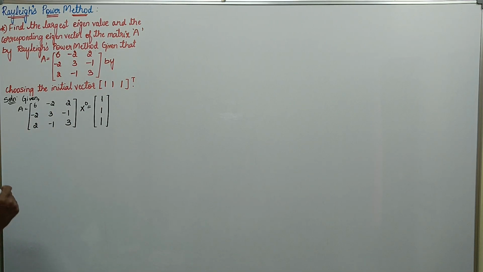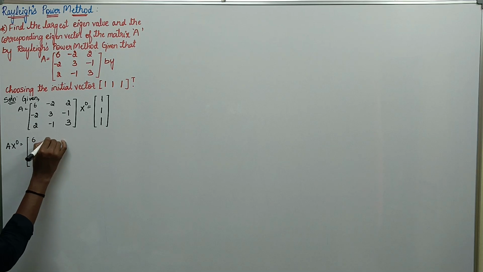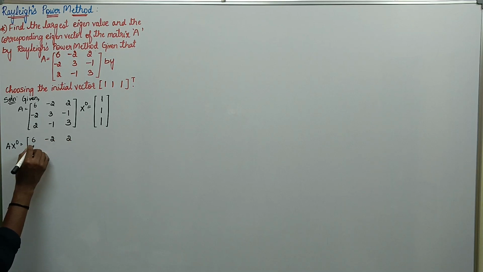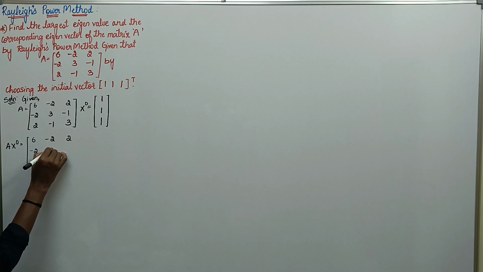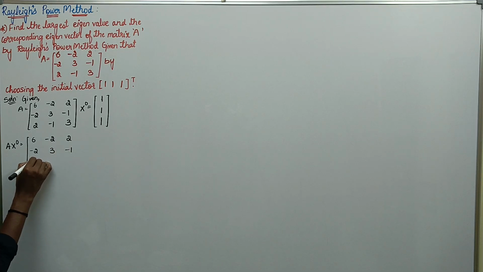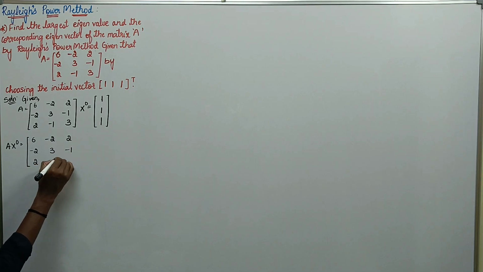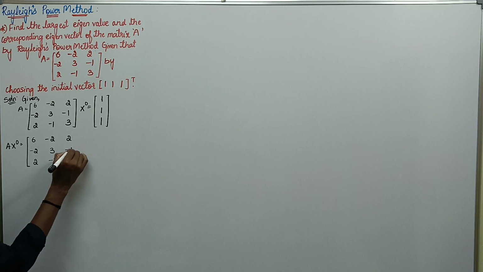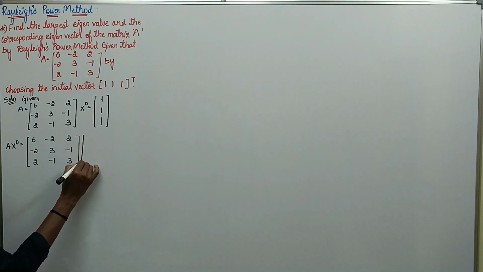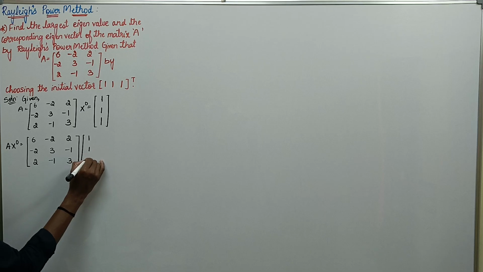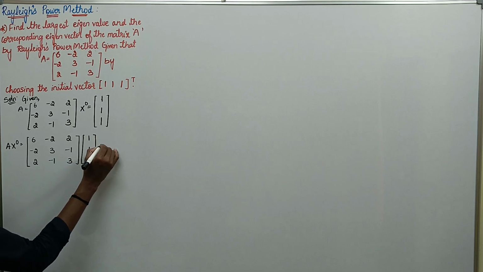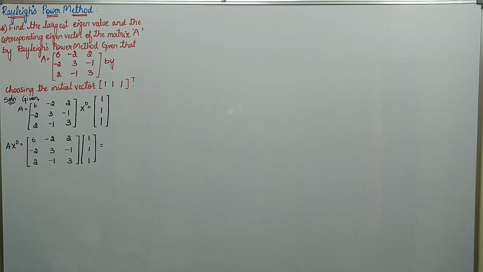Now, how to find the first approximation? That is A into x to the power of 0. What is A? [6 -2 2; -2 3 -1; 2 -1 3] into [1 1 1]. Which will be equal to, now use the calculator and represent the solution. I am going to show you how.